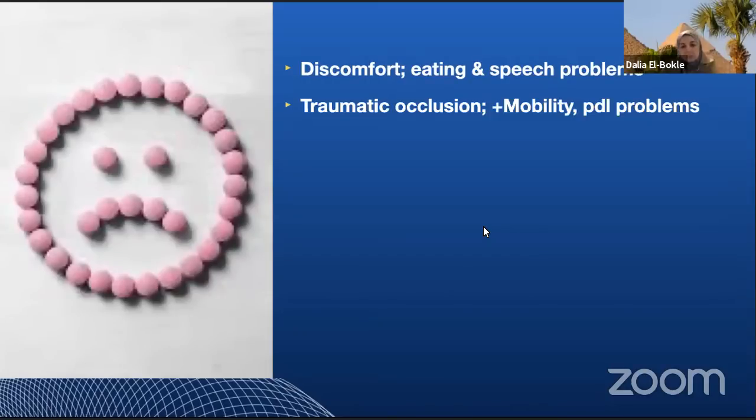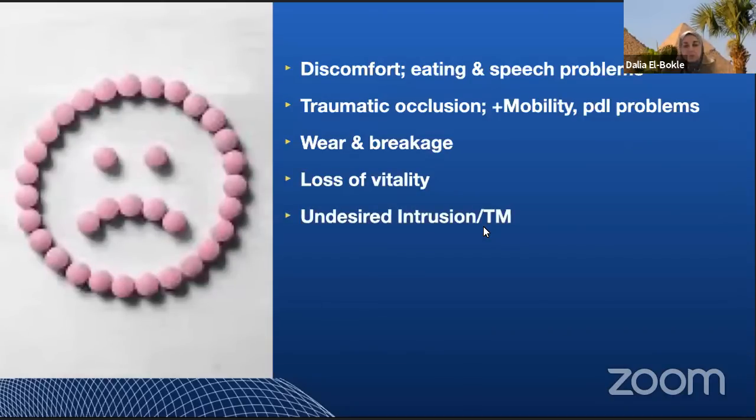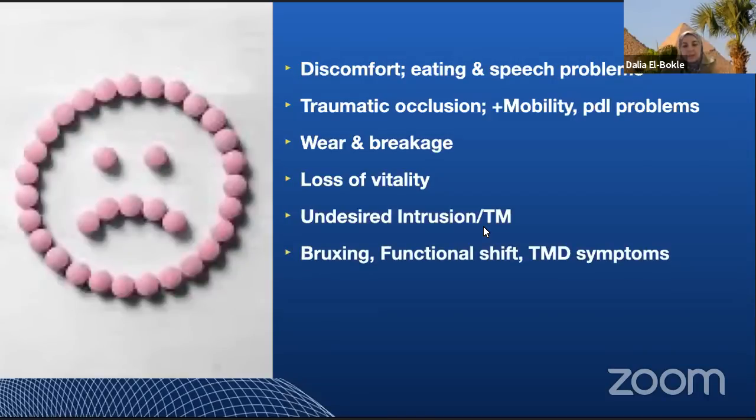They can cause traumatic occlusion, like I mentioned before, if there is lack of even contact, which can result in increased tooth mobility, periodontal problems as well. You can have wear and breakage of such bite turbos. It can result in loss of tooth vitality, undesirable intrusion or undesirable tooth movement. Patient can actually start to brux, functionally shift the mandible sideways, and may even develop TMD symptoms. Bite turbos can result in space opening, and I will show you some examples. And it may result in an occlusal cant if they are not equal or even on both sides.